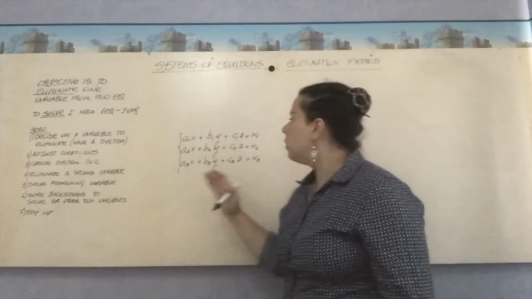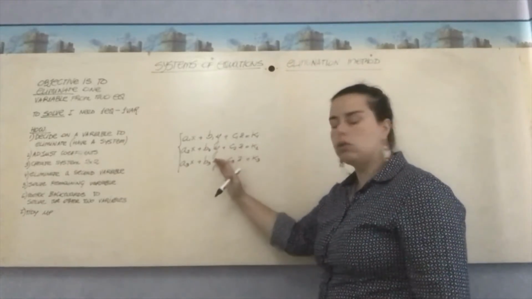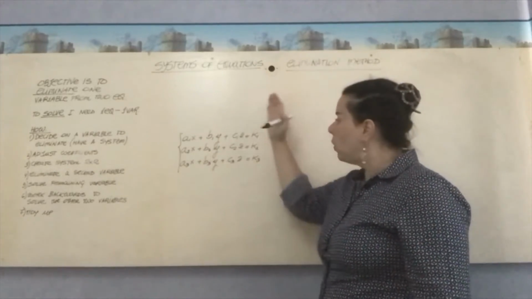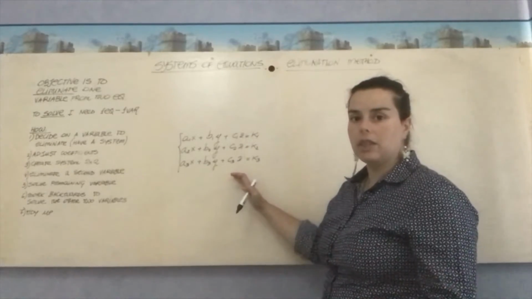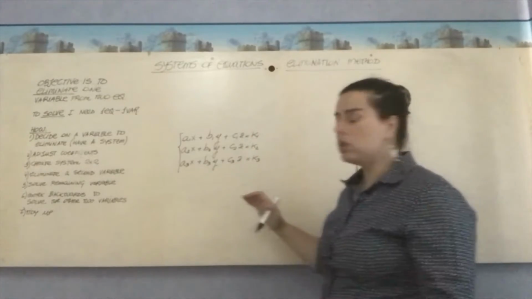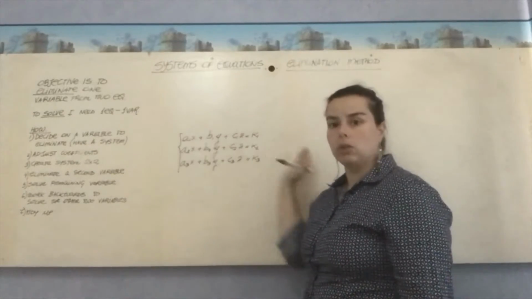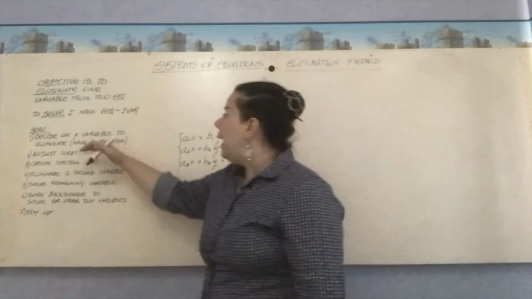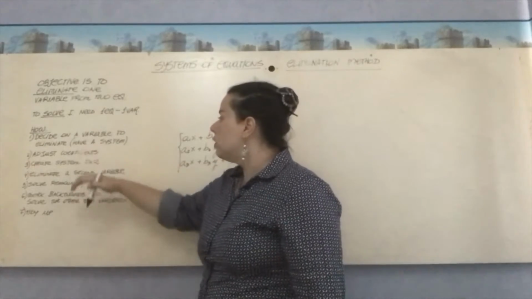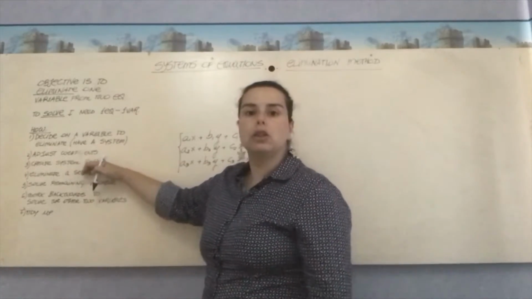Others of you may go, no, I'm less used to work with the z's, so this is the one I'm going to eliminate every time. Doesn't matter where you start, but if you've got a system, it always gives you a point to start and you can go from there. After that, you're going to have to adjust the coefficients because you're going to create a 2x2 system.